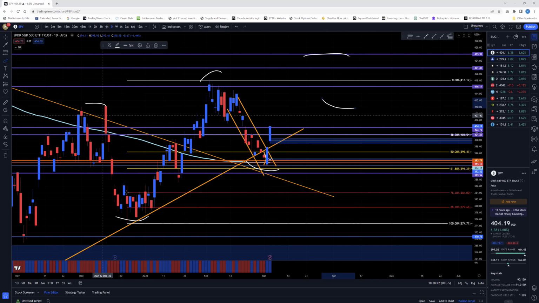Down, up here, down, all the way up, create a higher high, lower high, a higher low, should I say, and then continue to trend up. So there's still room for it to continue to go up.